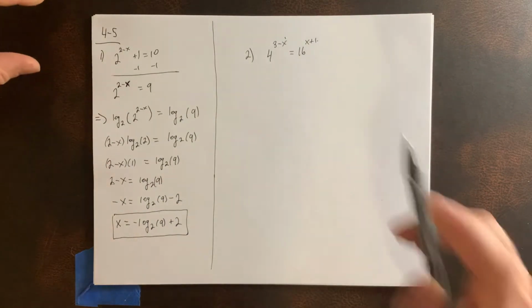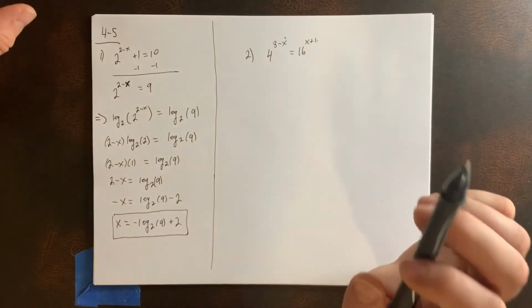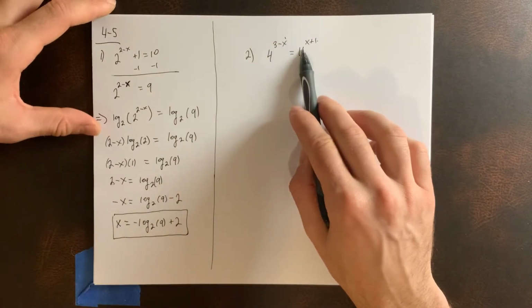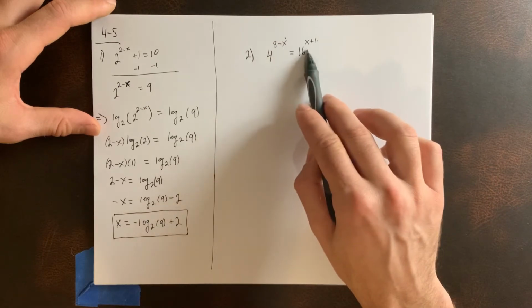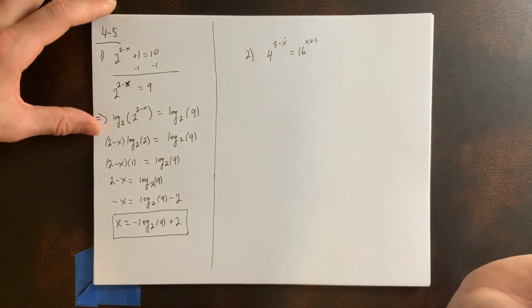We want to see, so we're going to look at both of our bases. So here's a 4, here's a 16. These are both of our bases. This is the base of this exponent, and this is the base of this whole exponent.